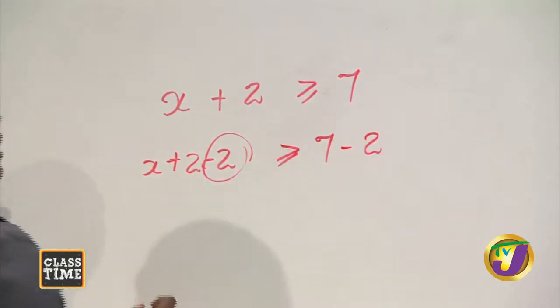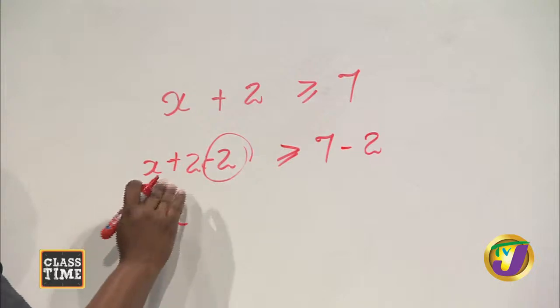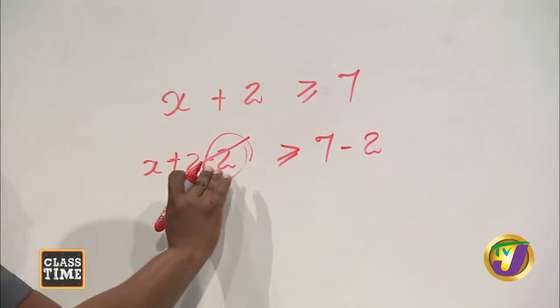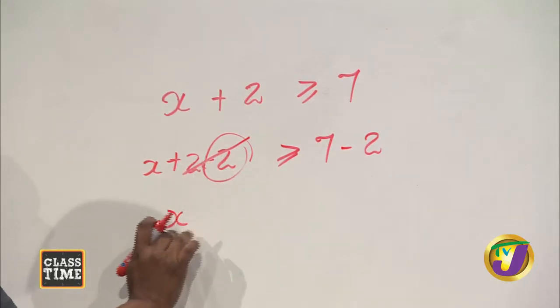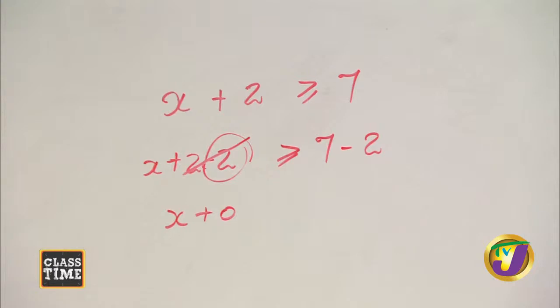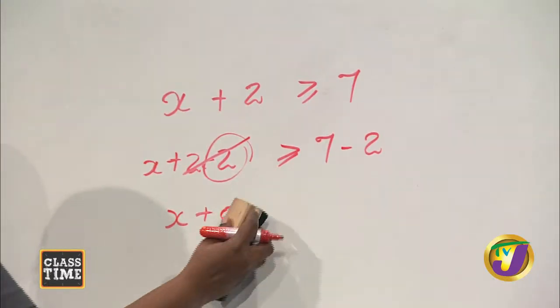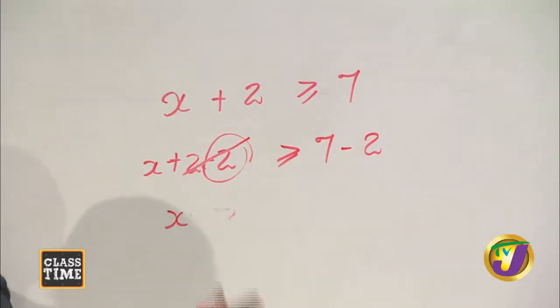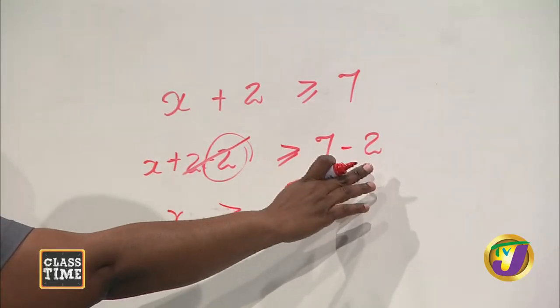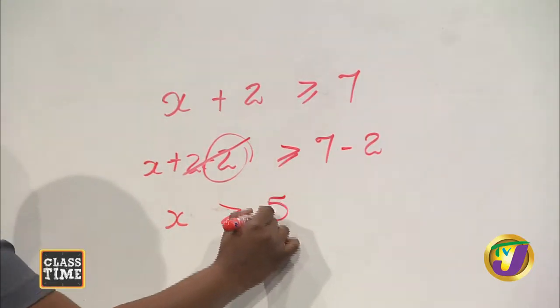Now, x here, we will be left with 0, because 2 take away 2 will give us 0. We could add the 0, or some people can choose not to include the 0. So I'm going to eliminate the 0 right here. And that is greater than or equal to 7 take away 2, which is 5.